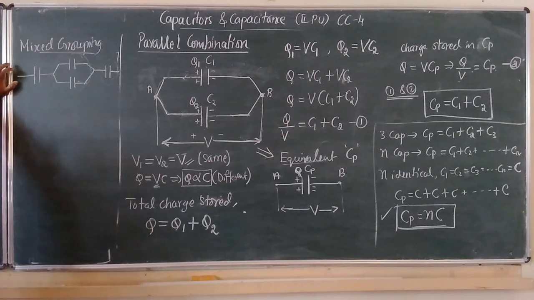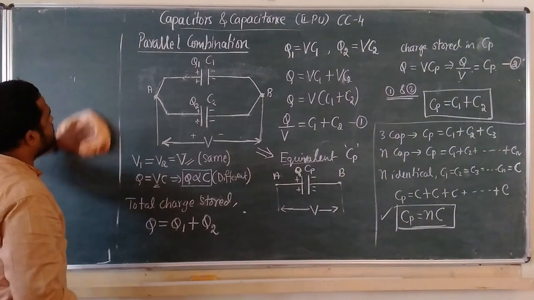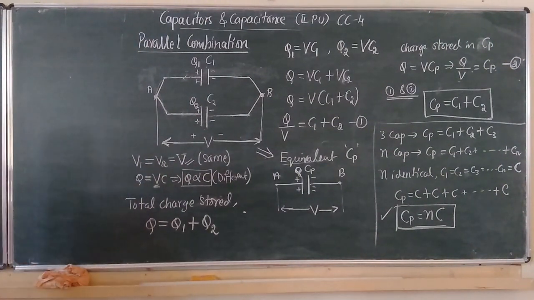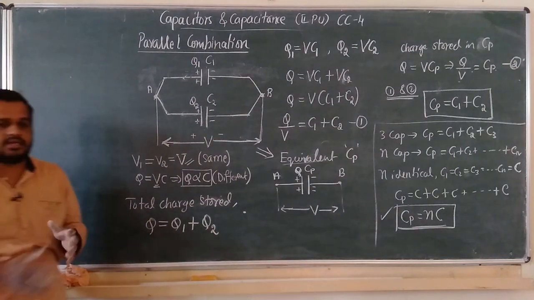Such type of problems you can expect in competitive exams. We will solve such type of problems in the next part. You will get a clear idea how to solve the problems if a circuit contains mixed grouping of capacitors. I think it is clear. The combination of capacitors, series and parallel, and one more possibility, that in case of problems you may get mixed grouping of capacitors. In the next part, let us solve.